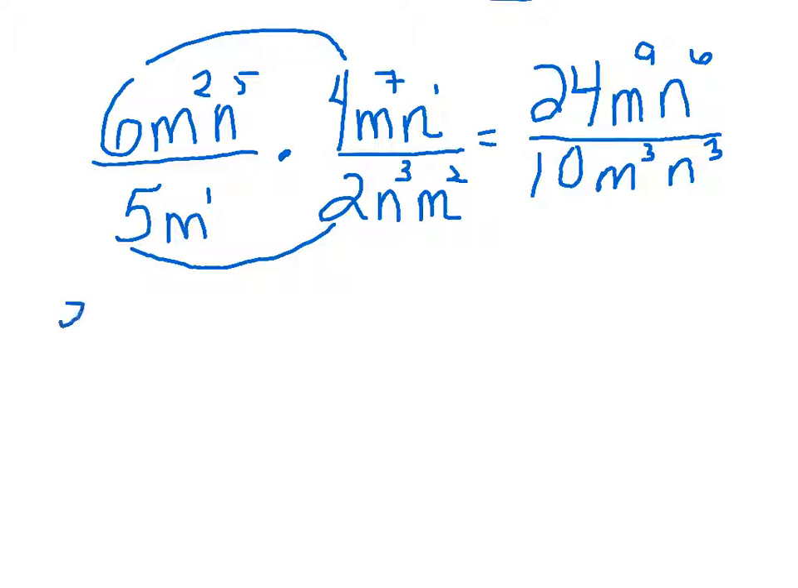Alright, let's look at 24 over 10. This is not going to divide out evenly, but we can reduce both of those by 2. So 24 divided by 2 gives us 12. 10 divided by 2 gives us 5.